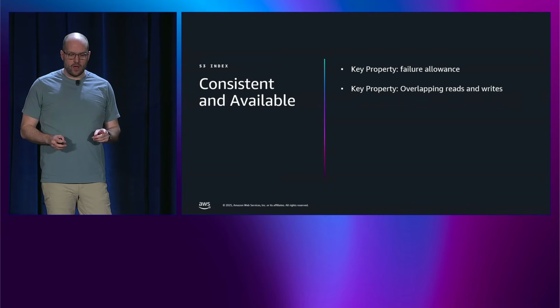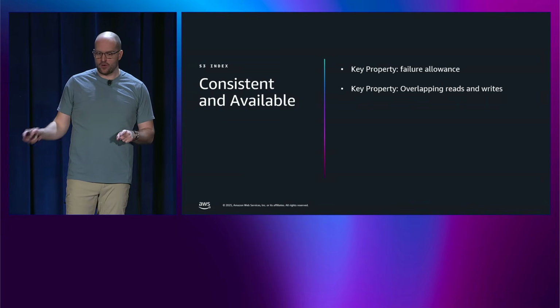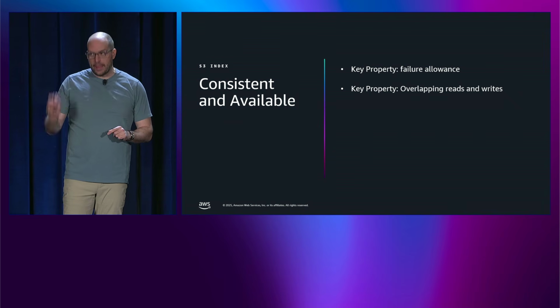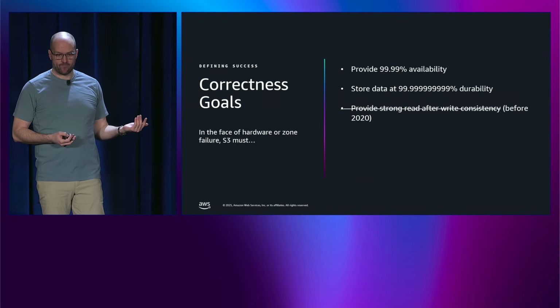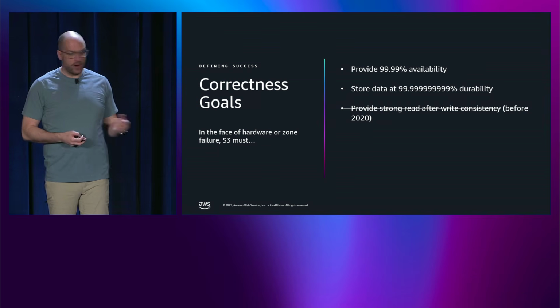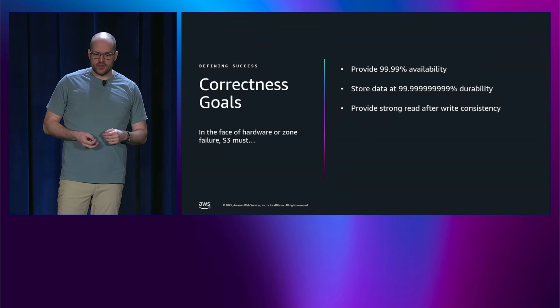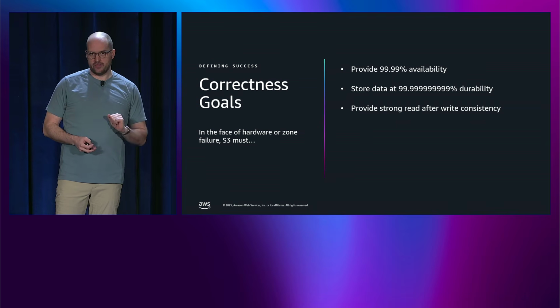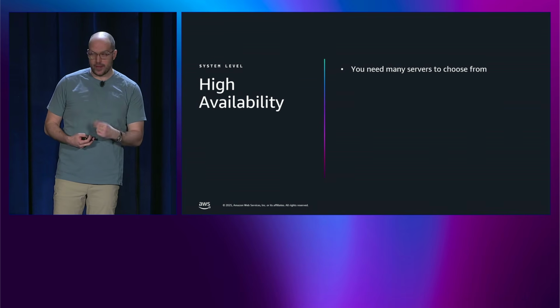And so now we have a cache with a failure allowance, and we have overlapping reads and writes, which is what we ended up launching. And this allowed us to change our correctness goals from this to this, which now means that S3 is both consistent and highly available. So we retained high availability through the consistency launch, but we had to design for it.